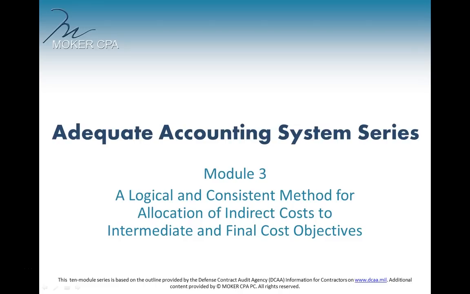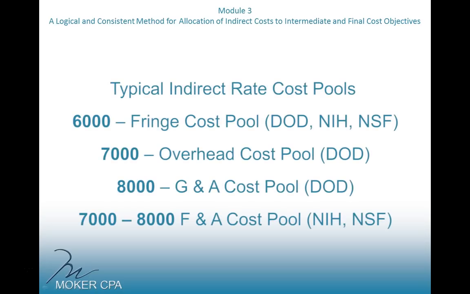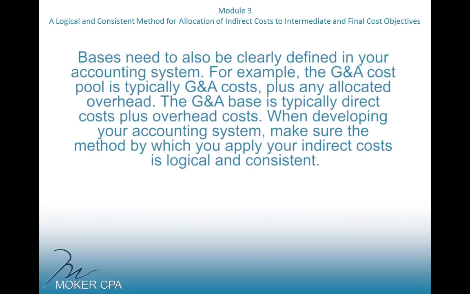Module 3 will cover a logical and consistent method for the allocation of indirect costs to your intermediate and final cost objectives. As explained in previous videos, your indirect rates are a series of numerators and denominators, or cost pools and cost bases. When you design your chart of accounts, be sure that your costs are being accumulated by cost pool, either overhead, G&A, F&A, Fringe, etc. Any allocations between cost pools need to be defined in your accounting system. Bases need to also be clearly defined in your accounting system.